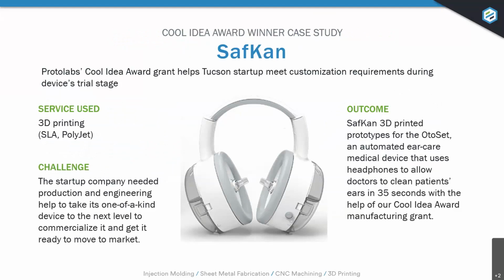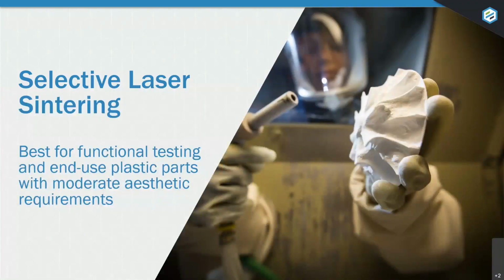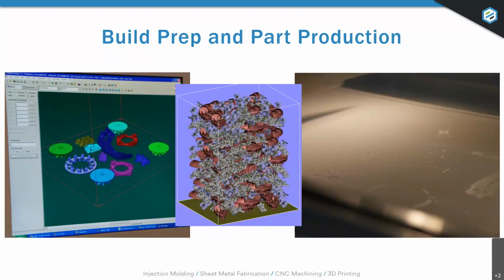Now moving to our powder-based technologies, selective laser sintering is best for functional testing and end-use plastic parts with moderate aesthetic requirements. These images are screenshots of the build prep process. The middle picture shows nesting of parts within the build box. The screenshot on the right-hand side shows the printing process where the laser sinters the powder.